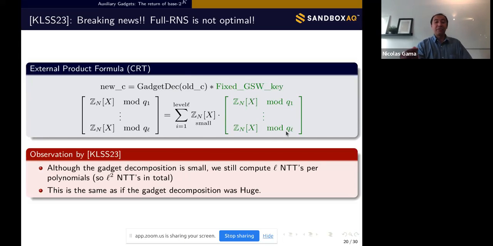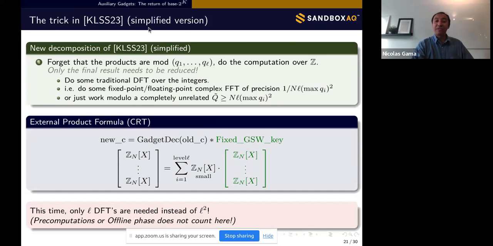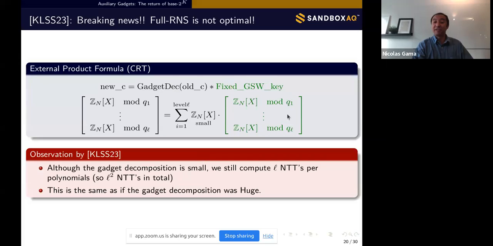And if we want to do that in NTT, well, the naive way is we have to take this polynomial and do one NTT mod Q1, one NTT mod Q2, one NTT mod QL to be able to do the first row, the second row, the last row. So that was L squared NTTs in total. And L squared NTTs is exactly the same as if the gadget decomposition is large. So this is a simplified version of the trick of KLSS. Well, the solution was actually simple, but for some reason no one had thought about that before.